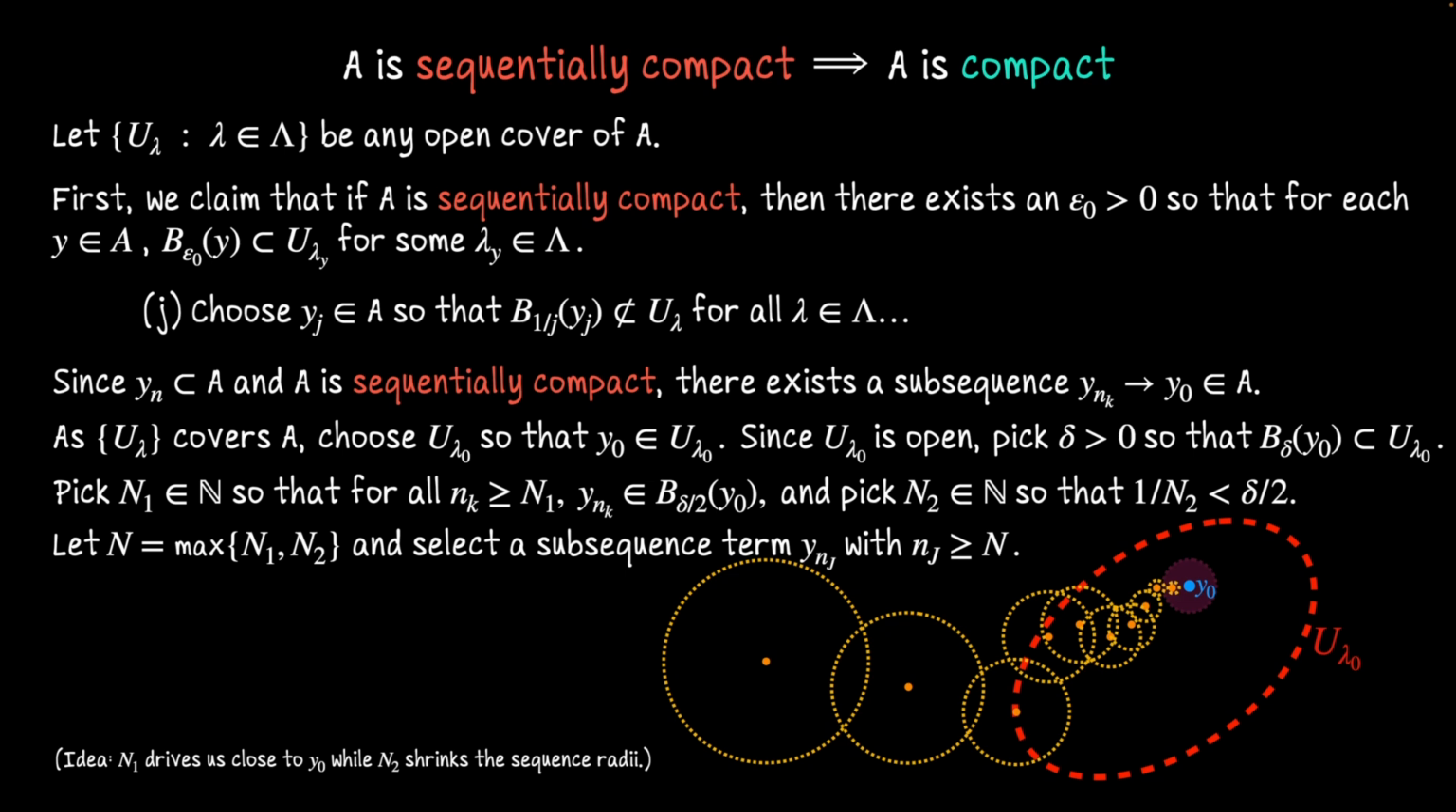So let n be the maximum of these two thresholds and just identify some subsequence term, which I will call y sub nj, whose index is beyond this threshold and therefore beyond the two individual thresholds n1 and n2. In my picture, you can imagine the term I'm pointing at is such a y sub nj. It is within distance delta over 2 of the limit y naught, and the radius defining a neighborhood around it is also very small. It's less than delta over 2. So this is a good choice of a term to analyze.